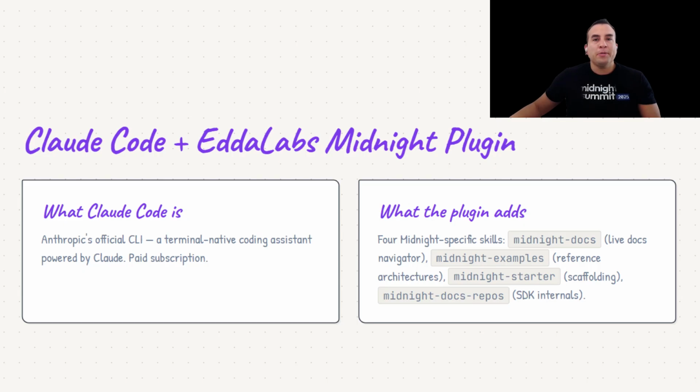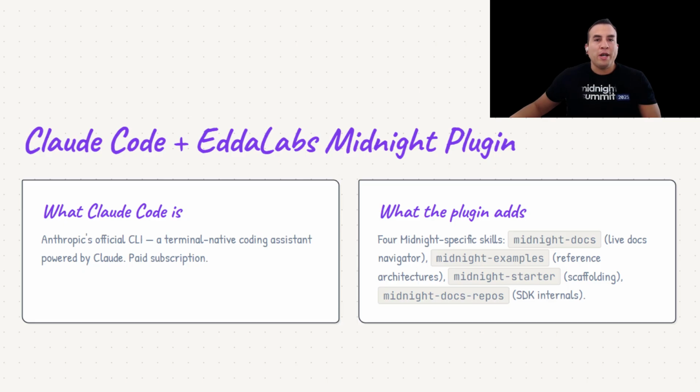The DApp-scoped plugin builds on 4 Midnight specific skills. Midnight docs can fetch live documentation pages. Midnight examples pulls reference DApp architectures. Midnight starter holds project scaffolding templates. And Midnight docs repos has deep technical reference for the SDK internals.